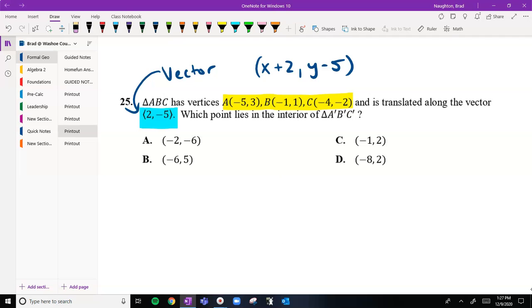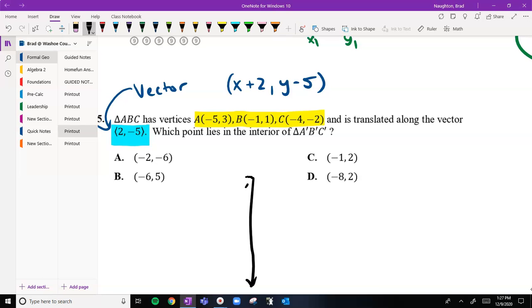So I'm going to go ahead and set up my coordinate plane; mine have not been pretty today. I'm going to count 1, 2, 3, 4, 5, 6, 7, 8 in each direction. Hopefully this is enough. So negative 5, 3.